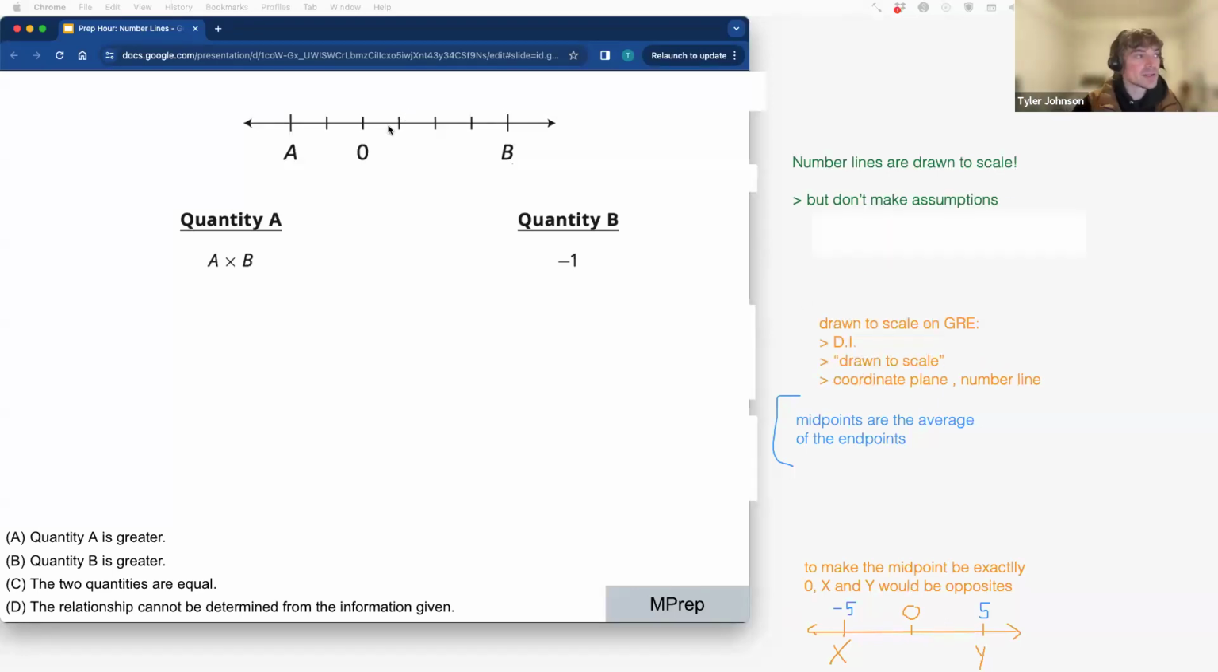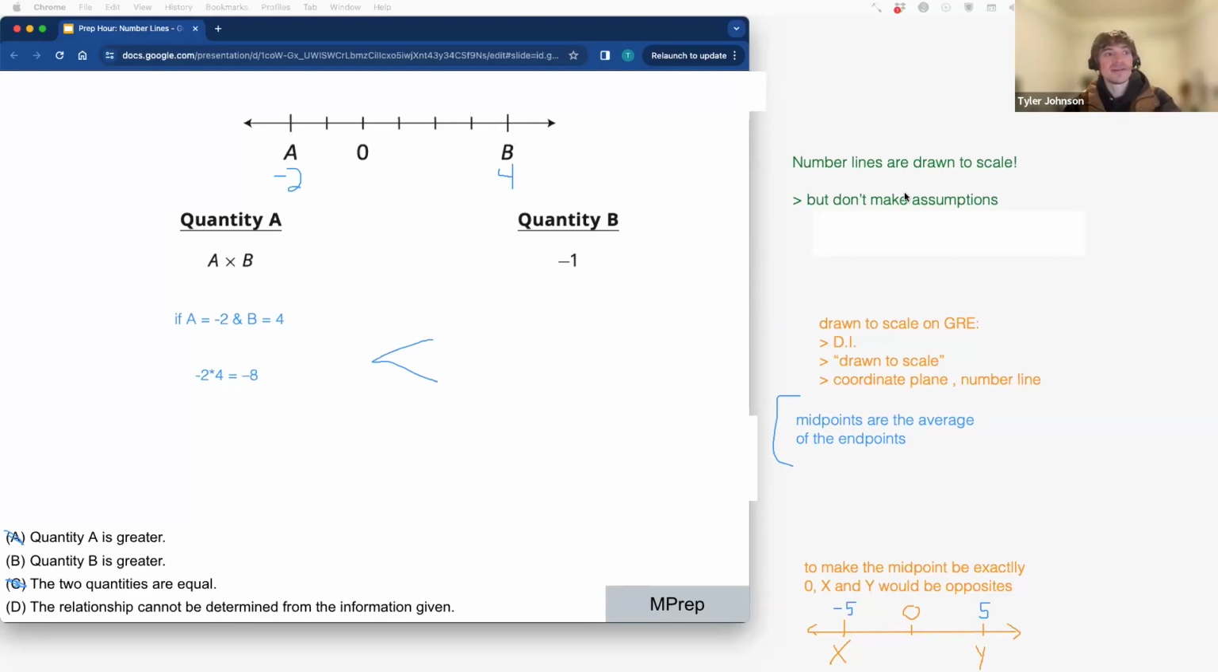So in the diagram, it looks like A is kind of half the distance from 0 as B. So if I wanted to pick some numbers to test here, I might say something like A is -2 and B is 4. And in a case like that, -2 times +4 is -8. That is not as big as quantity B. So there's a case where quantity B is bigger. So I can at least eliminate choice A and choice C. But can I find any numbers that would reverse that relationship? Can I find a situation where it's not always quantity B being the bigger value?